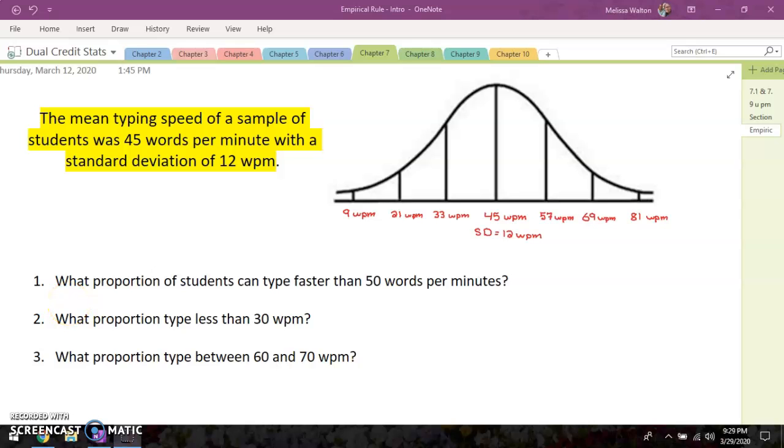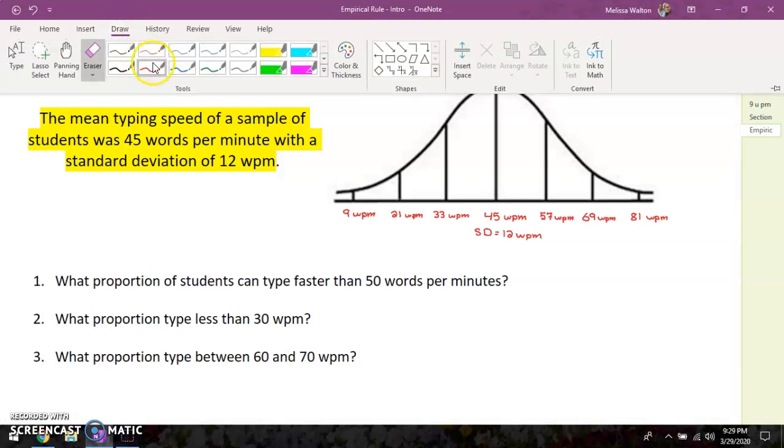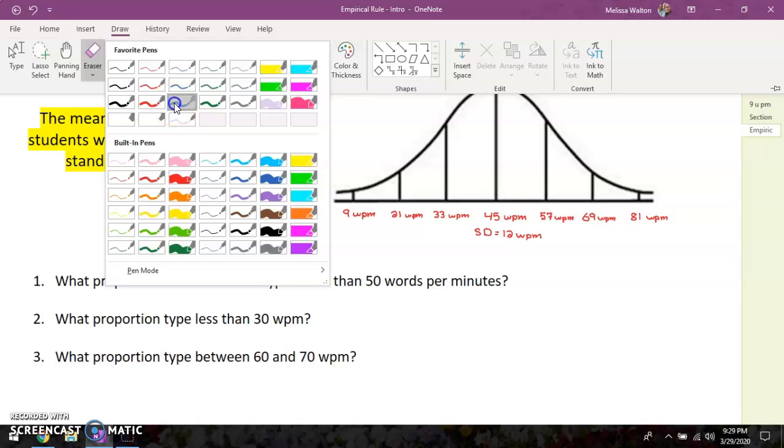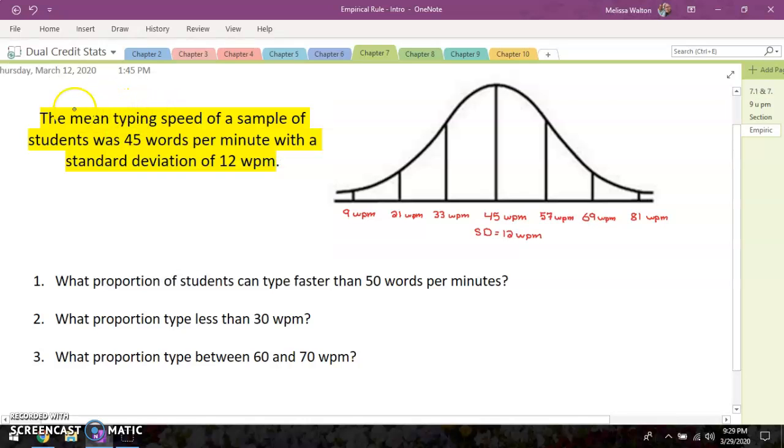Hello, this is chapter 7, video number 2. We are back to the typing problem where we're talking about the mean typing speed of a group of students and its standard deviation. This is the exact same model that we had in the first video, so if you still have your notes for that, feel free to take those out. You should have this model already drawn.